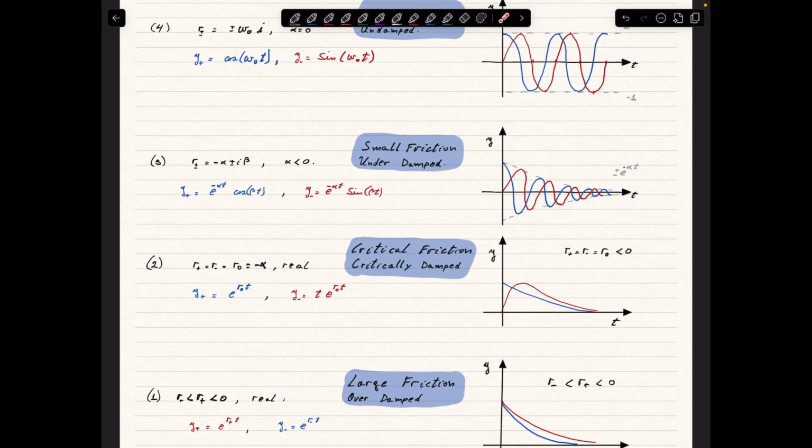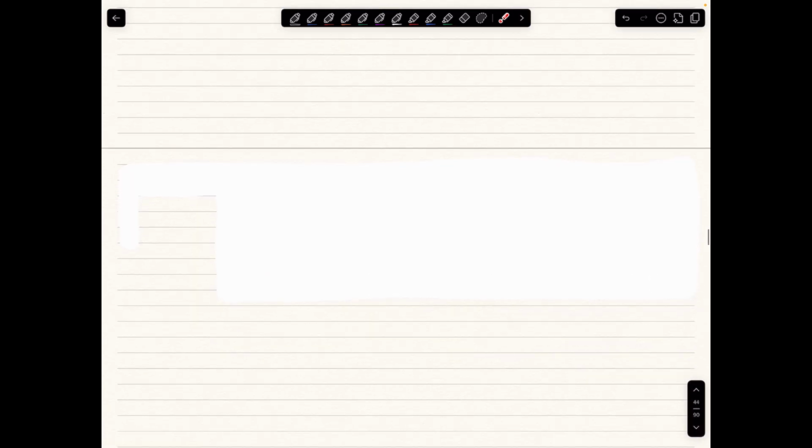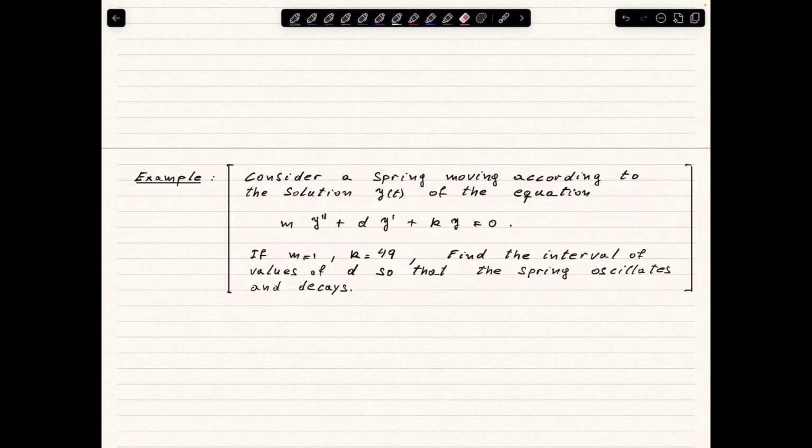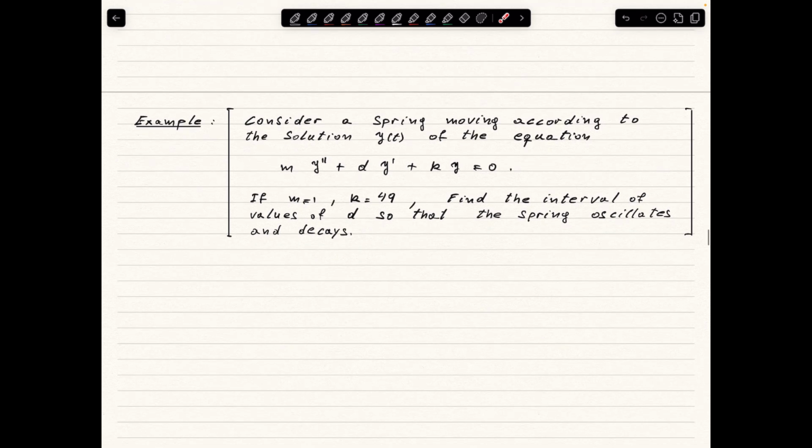Now let's use that classification to help us solve one simple problem. Consider a mass spring system moving according to the solution y of t of the general equation. Suppose that m is equal to 1, and suppose that k, the spring constant, is 49. That leaves d not fixed yet. Find the interval of values of the damping constant d so that the spring oscillates and decays. Oscillates and decays, that's the important part.